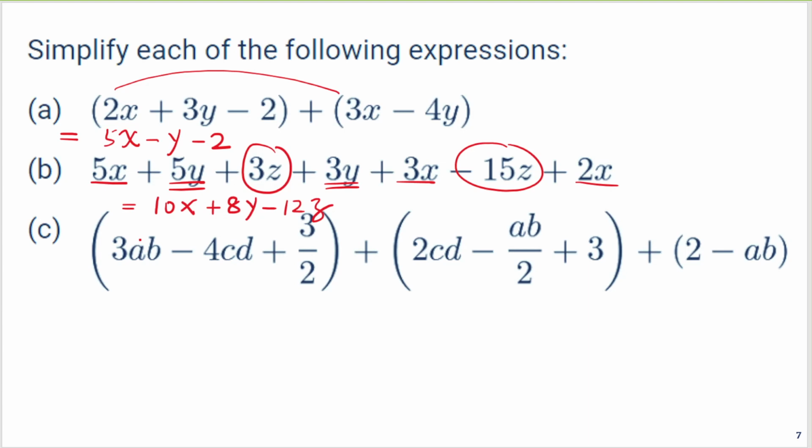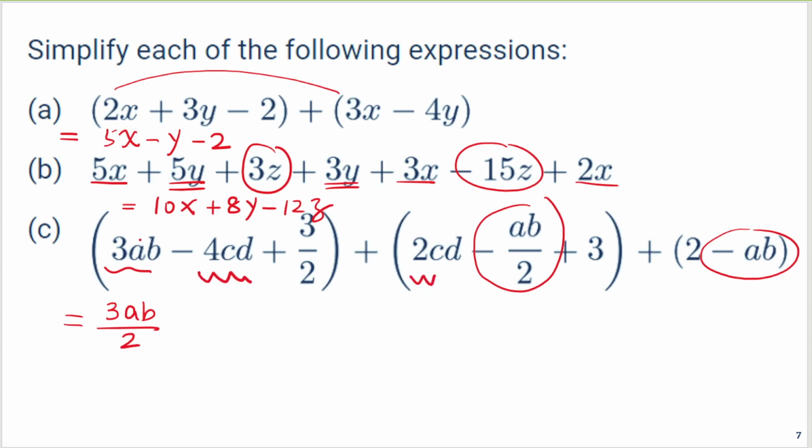For the third one, we can combine 3ab with negative 1 half of ab, then minus ab. This gives us actually 3ab over 2, right? And negative 4cd plus 2cd gives us negative 2cd. And then combine the constants together. 3 over 2 plus 3 plus 2 gives us 13 over 2. So that can be simplified to 3ab over 2 minus 2cd plus 13 over 2, right? Any questions?